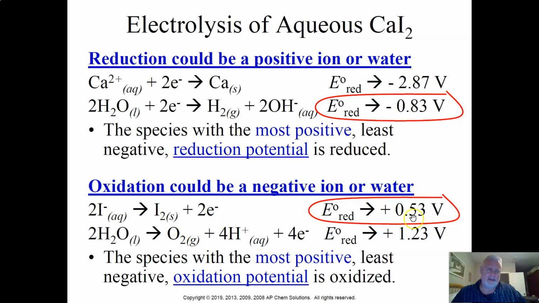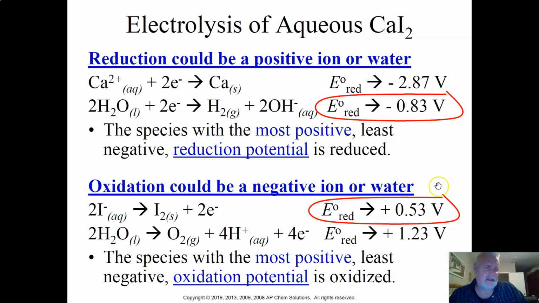So either one of these guys could be the oxidation. Now this might be a little confusing to you, the fact that they circled the smallest number, but remember these are reduction potentials. You always give E0 red values. So you could flip those and turn those into E0 ox numbers if that makes it easier. As a matter of fact, go ahead and do that.